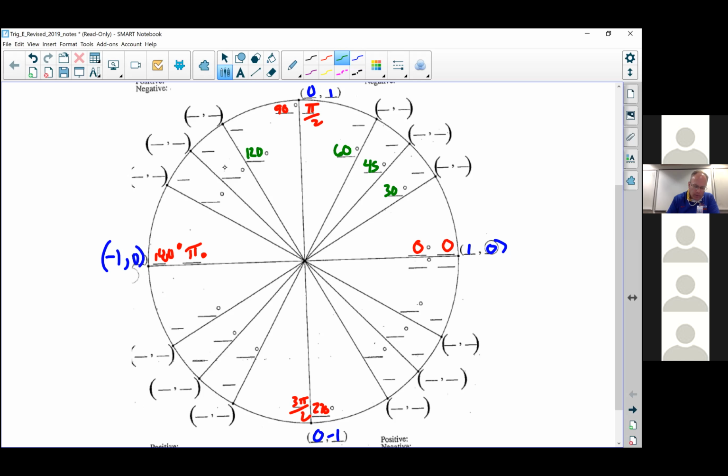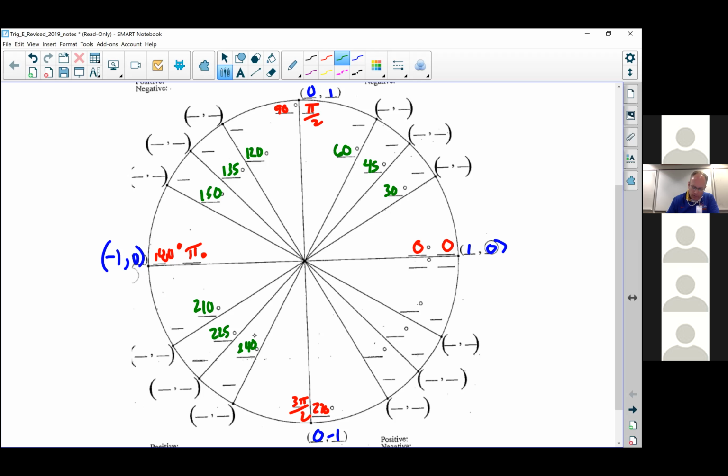135 degrees, 150 degrees, 180. This is then 210 degrees. This is going to be 225. This is going to be 240.